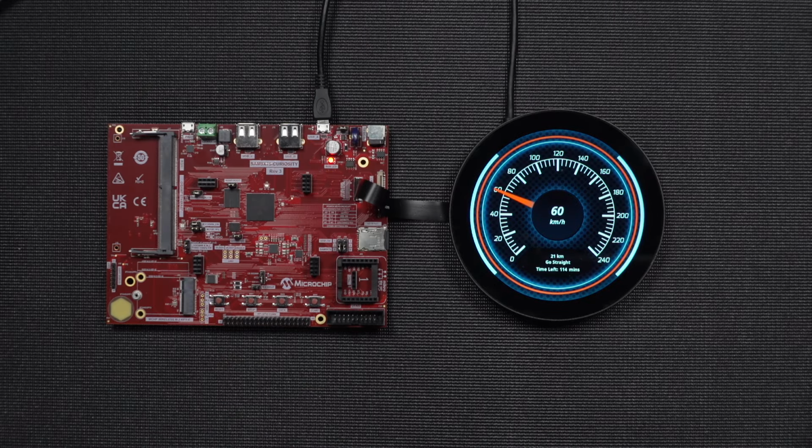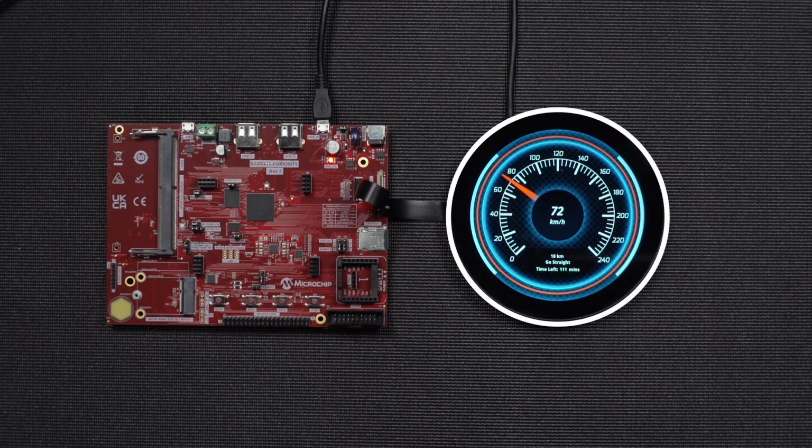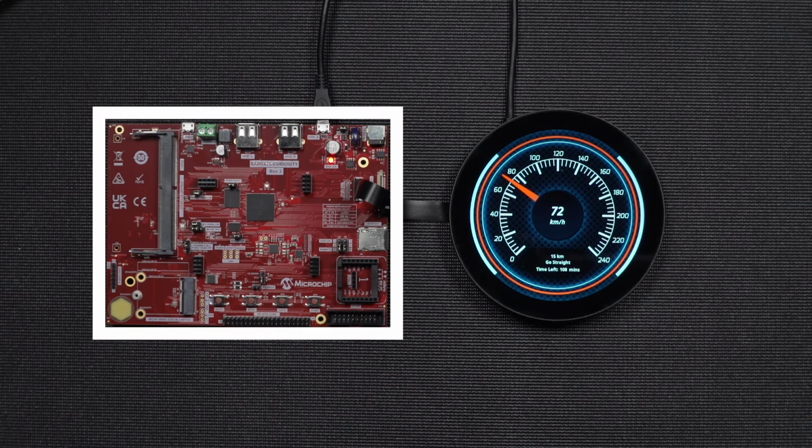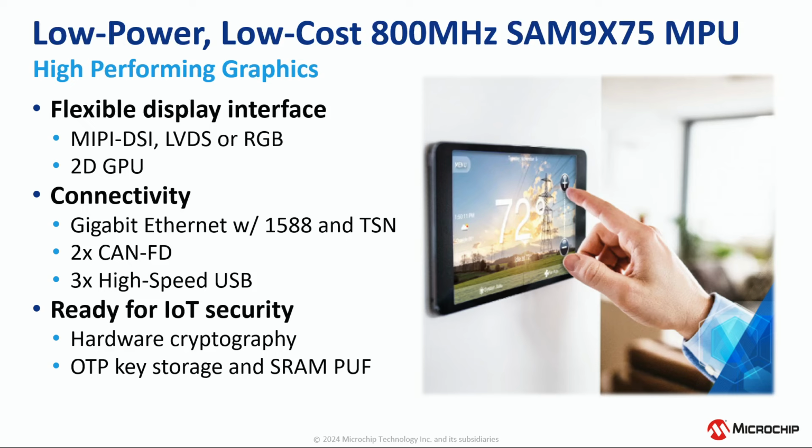In front of me here is a demo application using a round display driven by our SAM9X75-based microprocessor. Microchip's SAM9X75 is a low-power, low-cost ARM926-based microprocessor running at speeds up to 800 MHz. The new processor brings advanced display interfaces like MIPI DSI and LVDS to a low-power microprocessor, opening the door to low-cost and more robust displays.